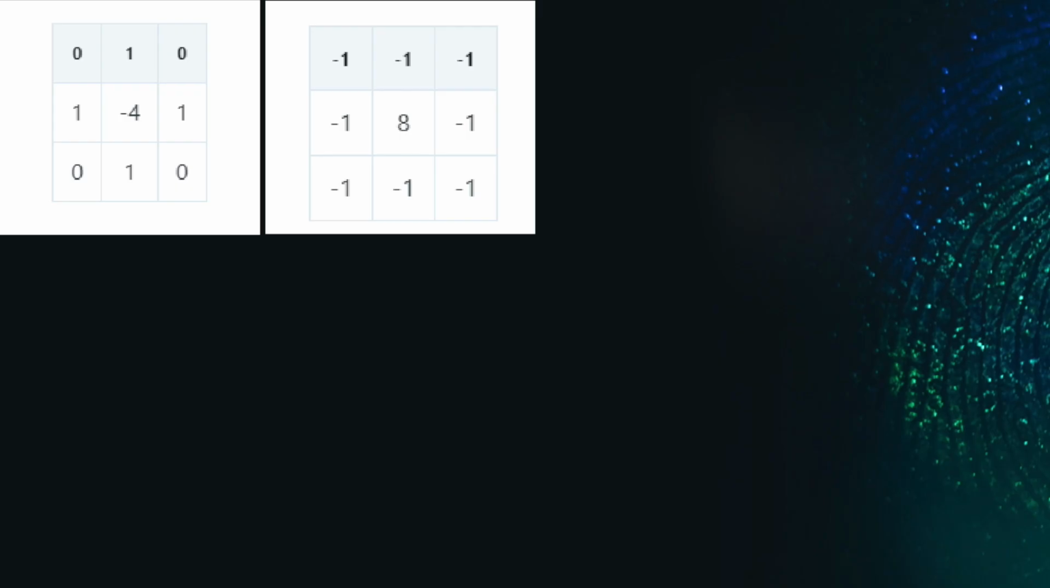Usually for calculating the second order derivative, the values are 0, 1, 0; 1, minus 4, 1; and 0, 1, 0. Or for calculating the other kernel, the second order derivative is minus 1, minus 1, minus 1 for the first column, then for the second column minus 1, 8 and minus 1, and for the third column minus 1, minus 1, minus 1.